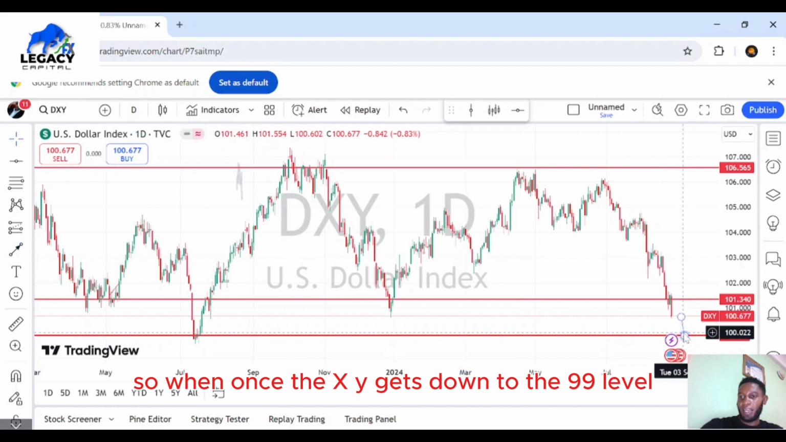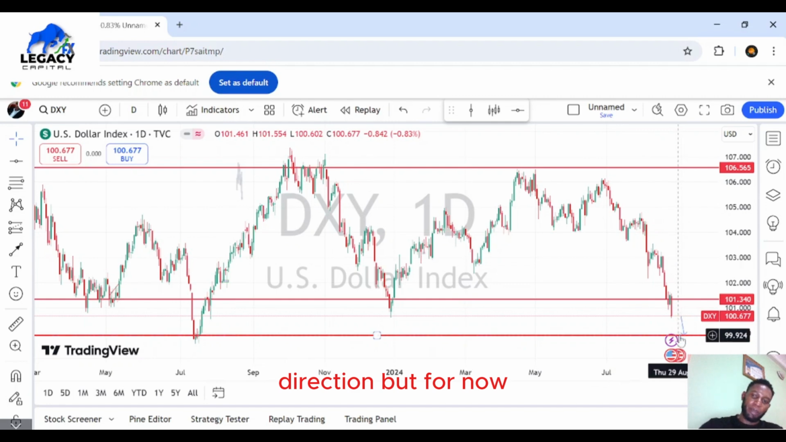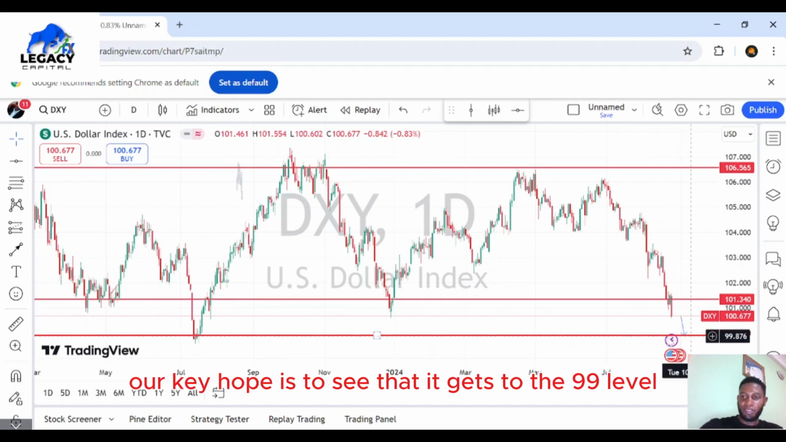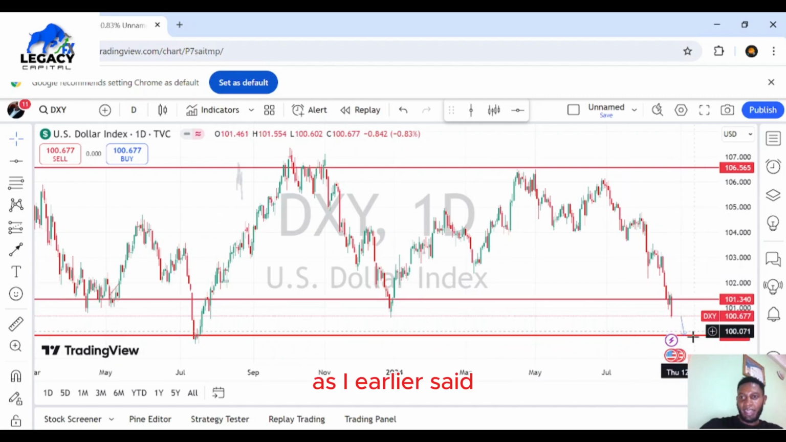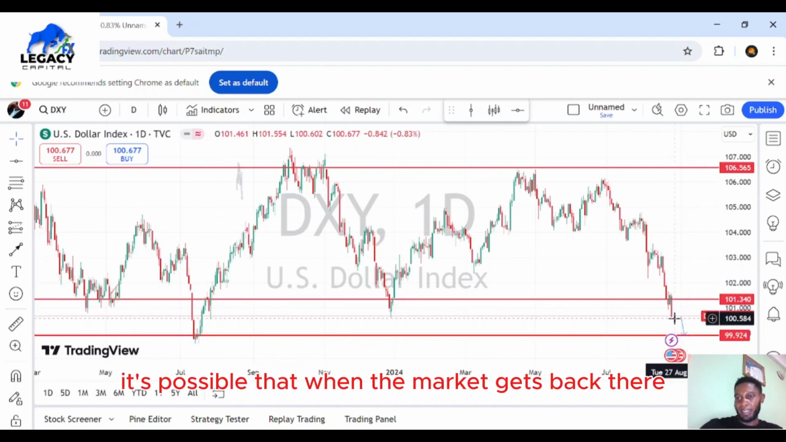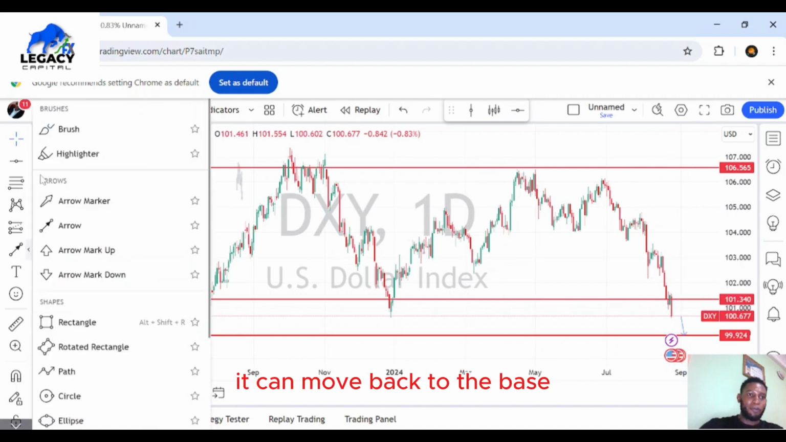Once the DXY gets down to the 99 level, then we wait for the market to give us further direction. But for now, our key hope is to see that it gets to the 99 level. From there, we'll know what will happen. As I earlier said, it's possible that when the market gets back there, it can retrace back to this base, to the base that we are having.